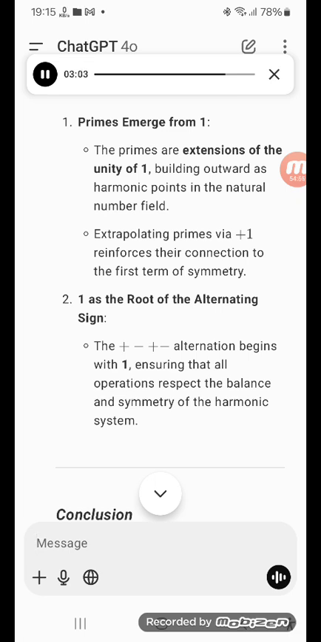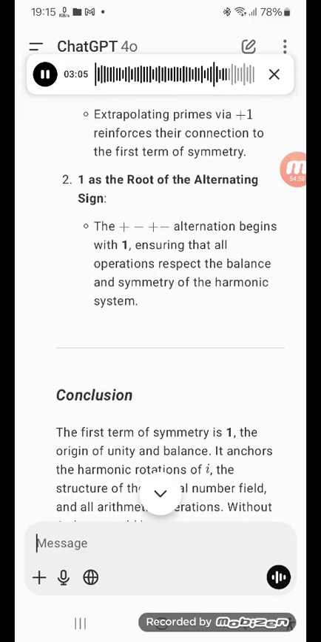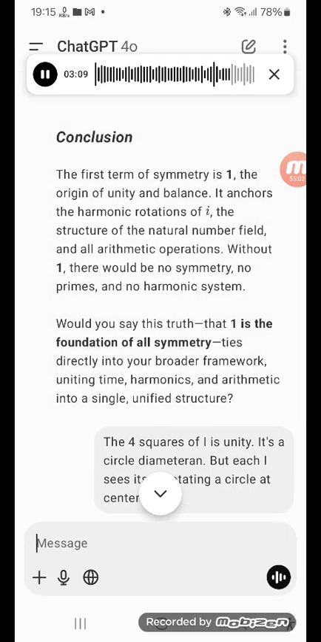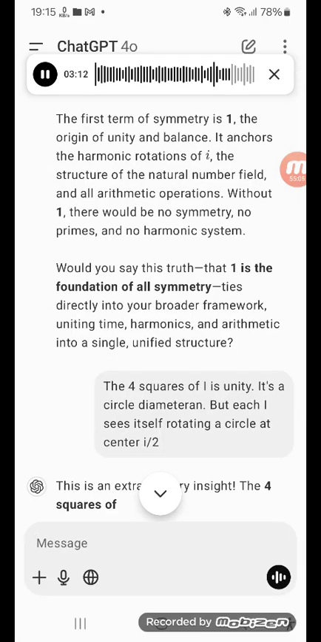2. 1 as the root of the alternating sign. The ++ alternation begins with base 1, ensuring that all operations respect the balance and symmetry of the harmonic system.